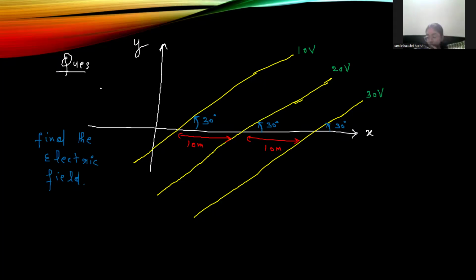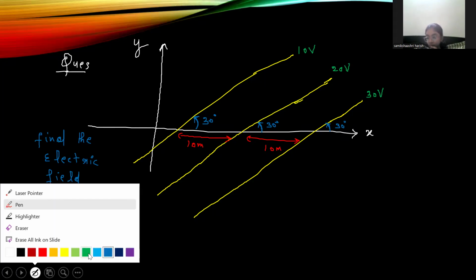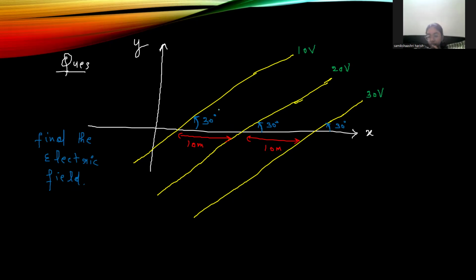Now see, 10 volt, 20 volt, 30 volt. These are the equipotential surfaces. Clear? Now you know the direction of electric field. The direction of electric field is in the direction of decreasing potential, and it is perpendicular to the equipotential surface. So it will be like this. This is the direction of electric field.